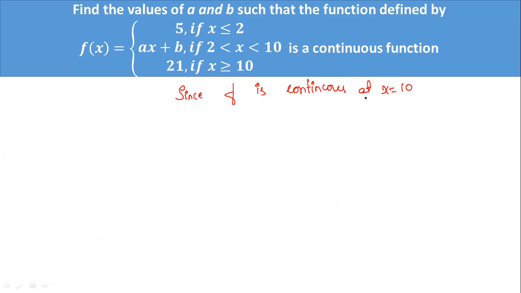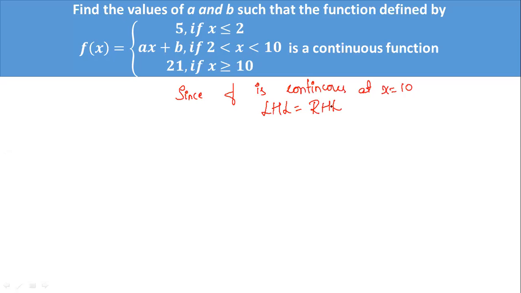Now you may have a question, why have we taken x is equal to 2 and x is equal to 10? Because on either side of 2 the function is changing. Similarly, to the left and right of 10, the function is changing. So that will be an advantage for me. So again, left hand limit is equal to right hand limit.